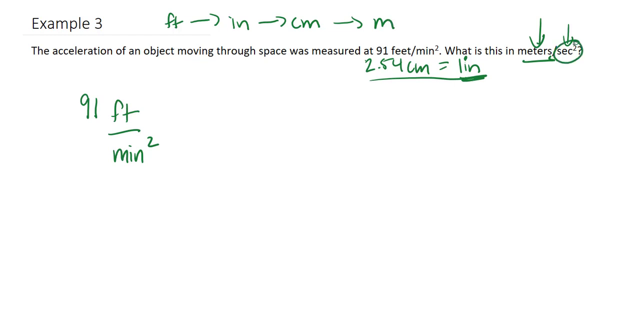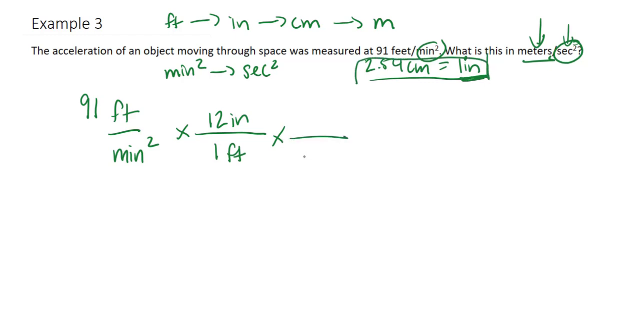Now let's look at time. We have minutes squared. So we're going to have to go from minutes squared to seconds squared. So it's just one step over. So let's go ahead and do our conversions. We know 1 foot is equal to 12 inches. Then we need to go from inches to centimeters, so we're going to use this one. We're just going to insert it in there.